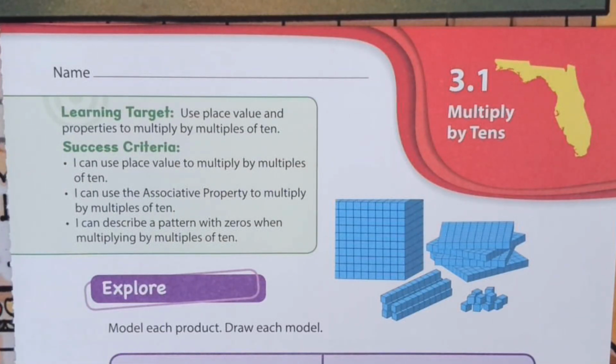Success criteria. I can use place value to multiply by multiples of 10. I can use the associative property to multiply by multiples of 10. I can describe a pattern with zeros when multiplying by multiples of 10.